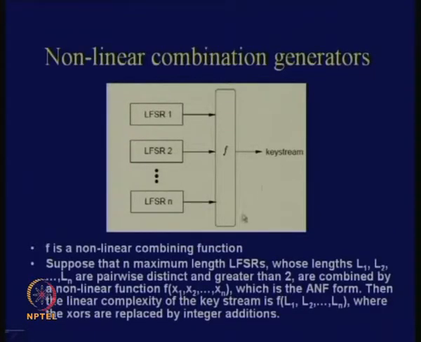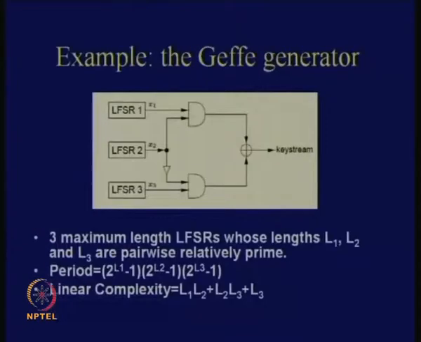How? You take this L1 to Ln and feed them into this function f, and you replace all the XORs by simple integer additions. If you do that, you can actually compute the corresponding linear complexity of the key stream. Let us consider one simple example.